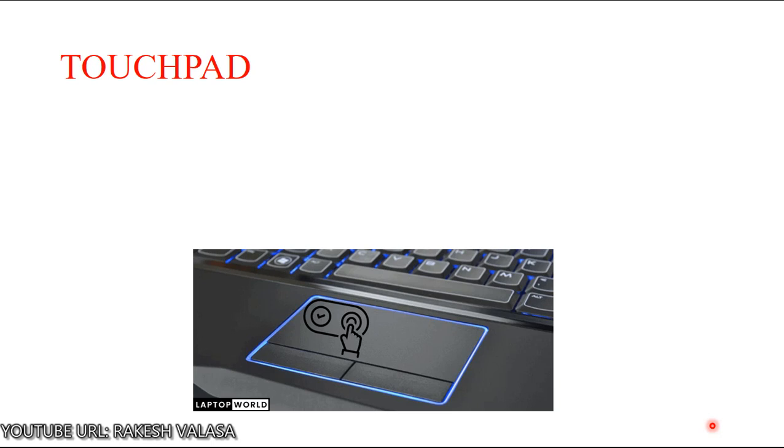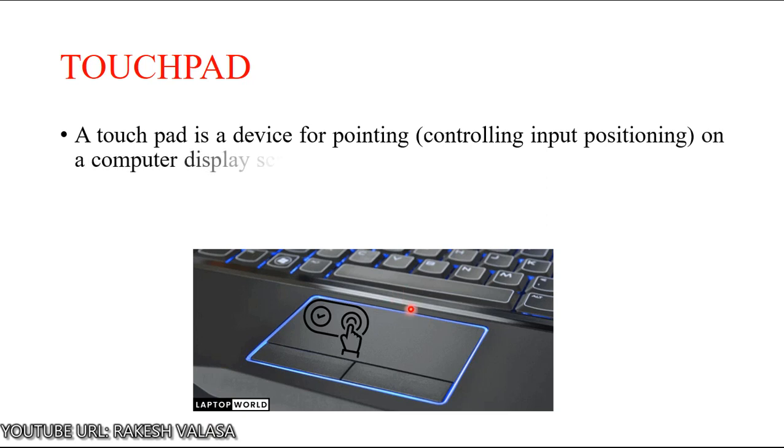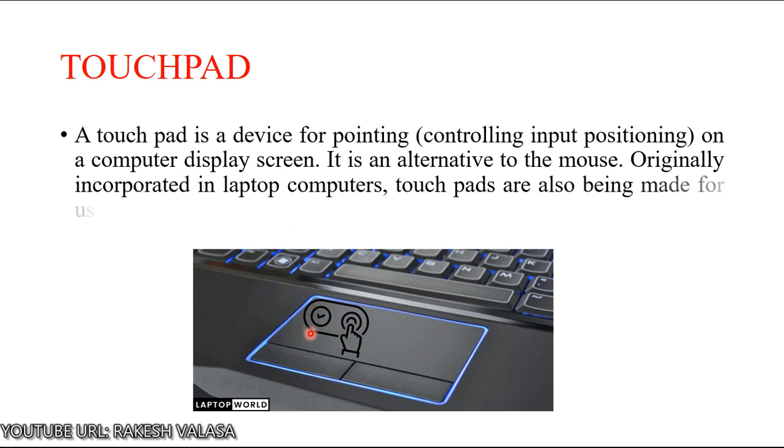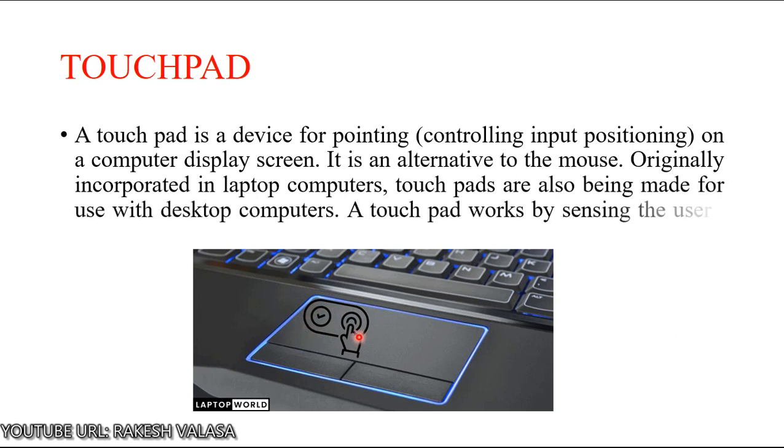Next one is the touchpad. A touchpad is a device for pointing, that means controlling input positioning on a computer display screen. It is an alternative to the mouse. Originally incorporated in laptop computers, as you can see in the laptop here, touchpads are also being made for use with desktop computers. A touchpad works by sensing the user's finger movement and downward pressure.